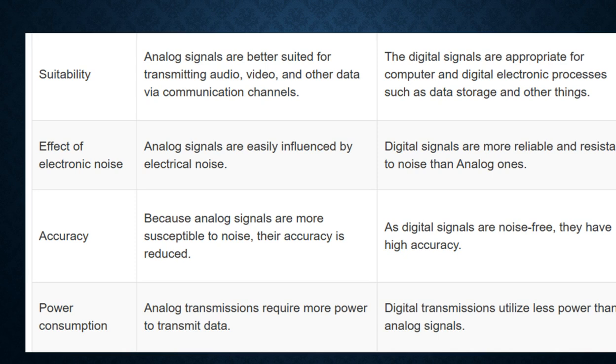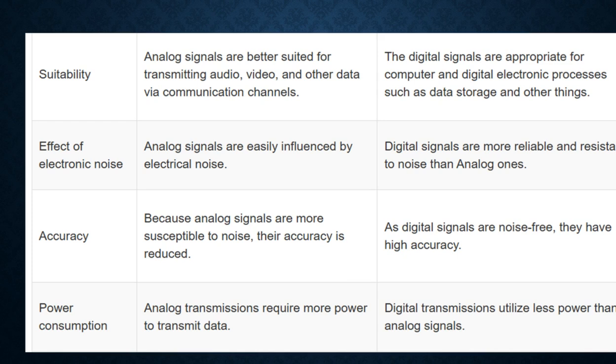Suitability: analog signals are better suited for transmitting audio, video, and other data via communication channels, whereas digital signals are appropriate for computers and digital electronic processes, such as data storage and other things. Effect of electronic noise: analog signals are easily influenced by electrical noise. Digital signals are more reliable and resistant to noise than the analog ones.